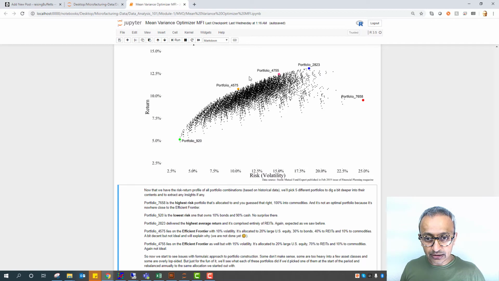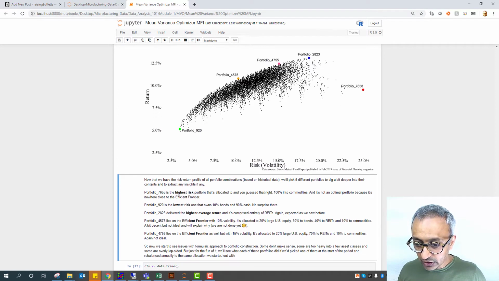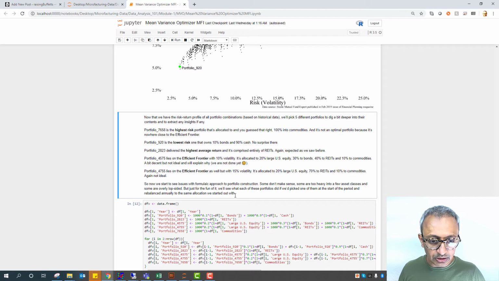And then there are a couple of other portfolios we're going to look at. It's invested in 20% large US equity, 30% in bonds, 40% REITs, 10% to commodities. And this one is 4755, which also lies on the efficient frontier, with 15% volatility. Its allocation is 20% large US, 70% REITs, etc.